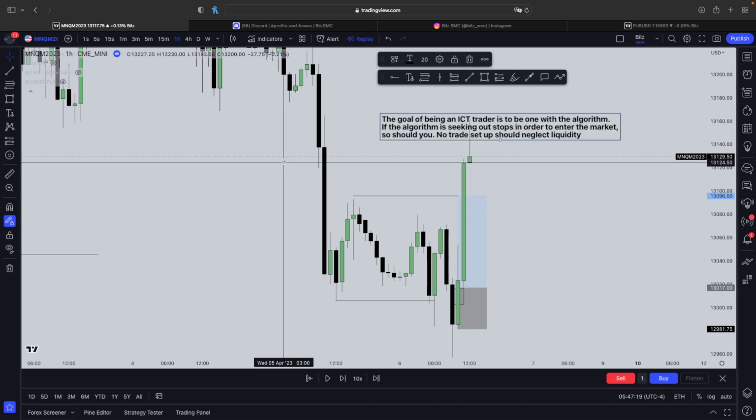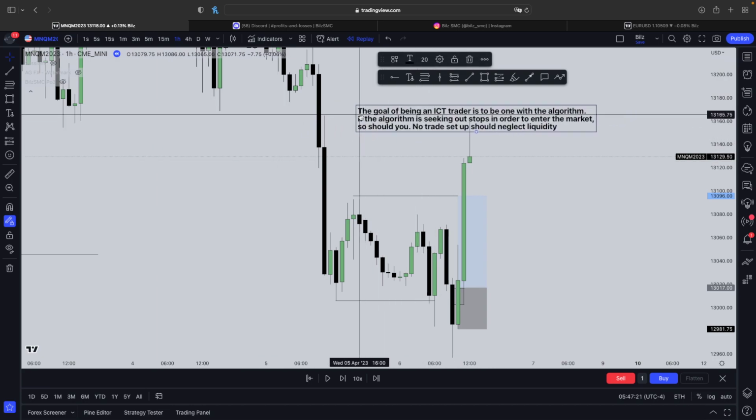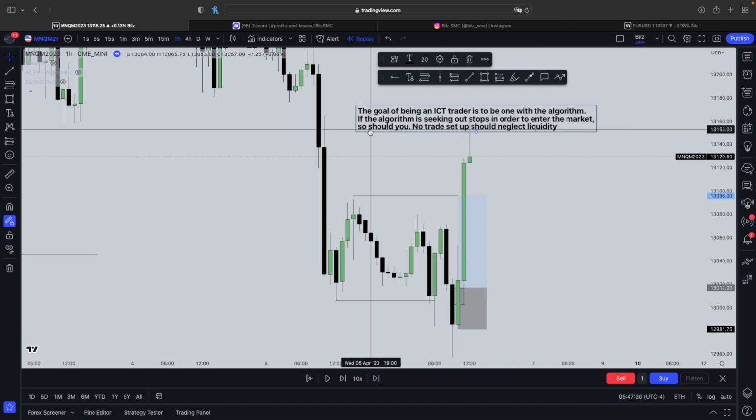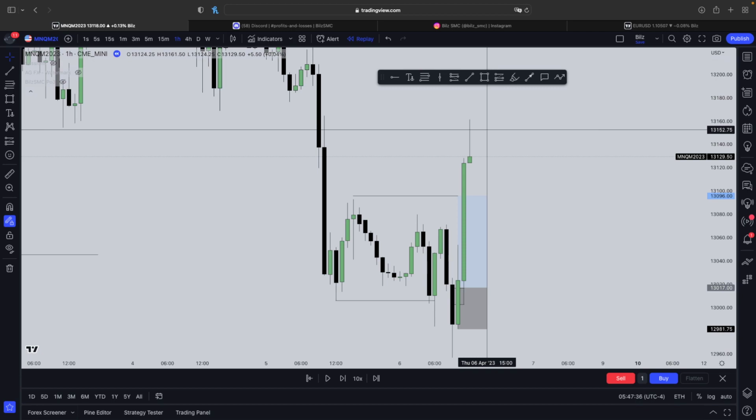But what I do want to say about the liquidity is that you need to know all of this, the main principles of liquidity. So the goal of being an ICT trader is to be one with the algorithm. If the algorithm is seeking out stops in order to enter the market, so should you. No trade should ever neglect liquidity, okay? So if there's liquidity on the buy side, you shouldn't really be entering sells just below it. You should wait for the liquidity to be taken out, then enter the sells, okay?